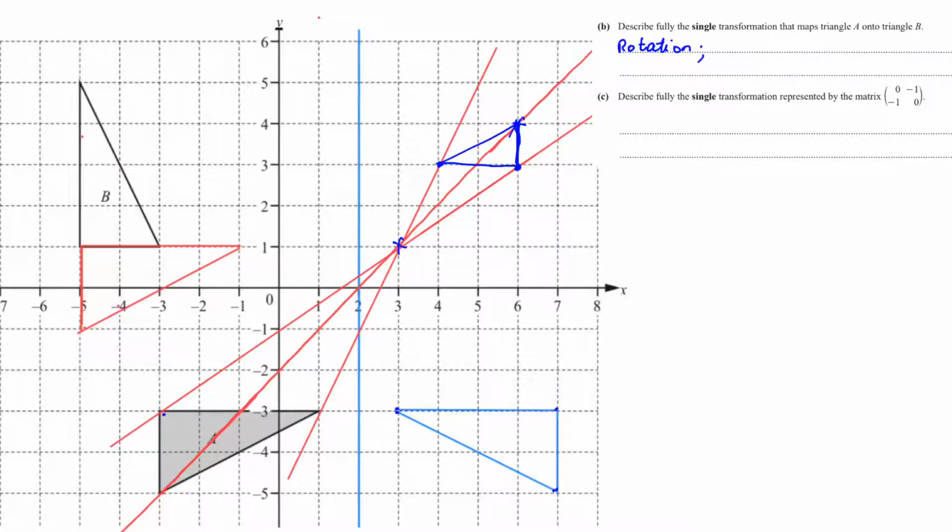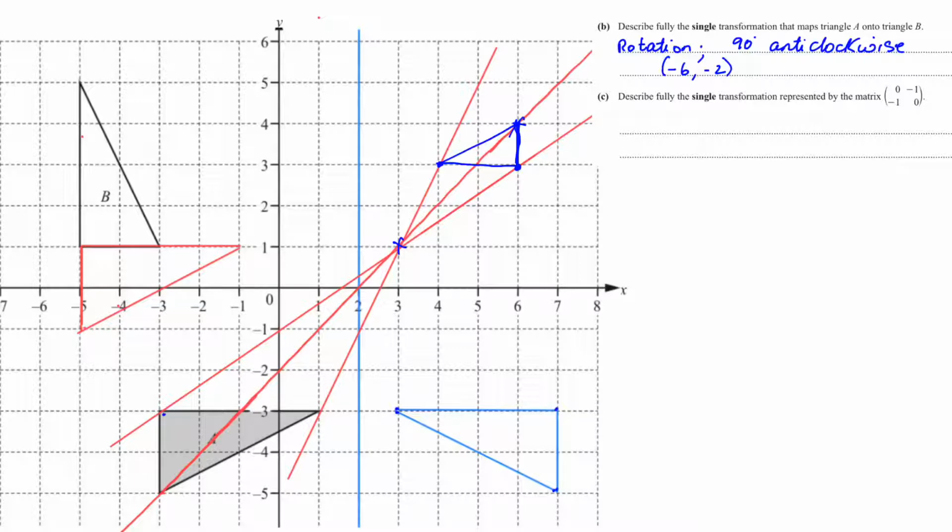You need to write three things for rotation. You have to specify it as rotation. You have to say the angle and clockwise or anti-clockwise and the center of rotation. You can use a tracing paper, and when you do that, you will get that this triangle has rotated 90 degrees anti-clockwise, and the center is -6, -2.